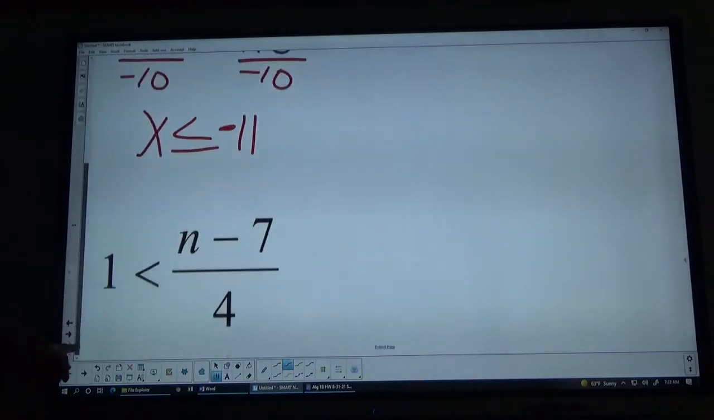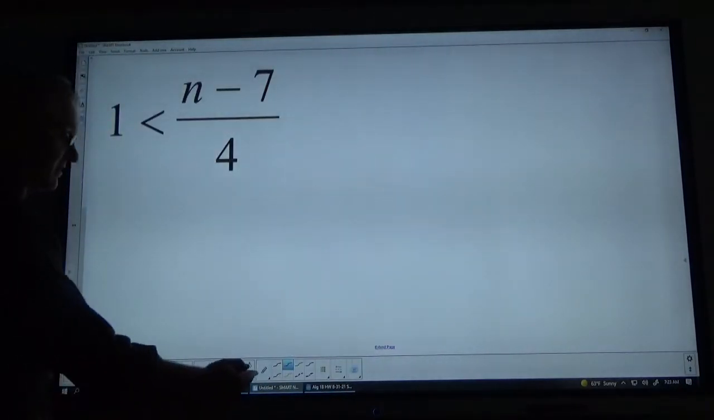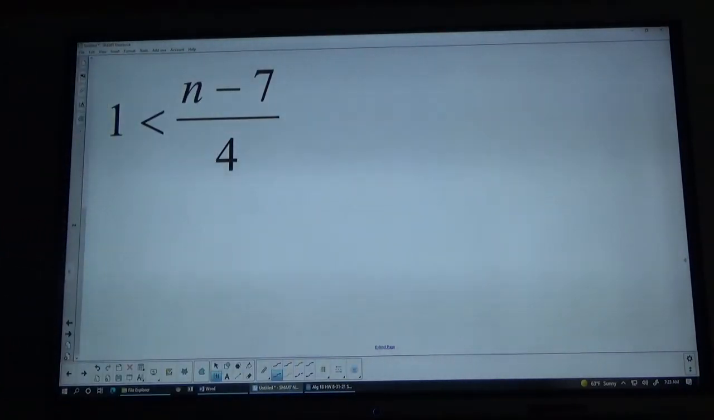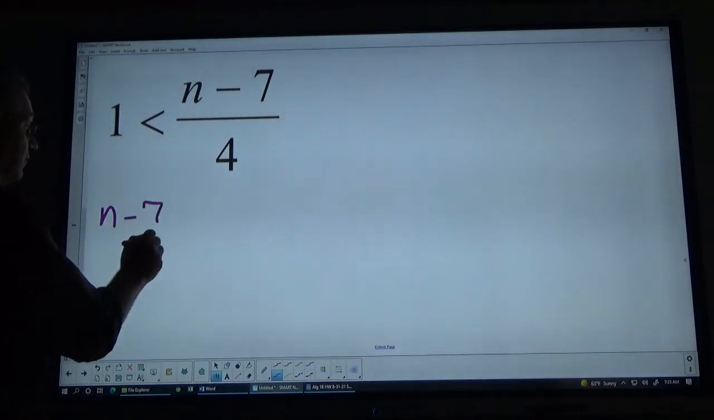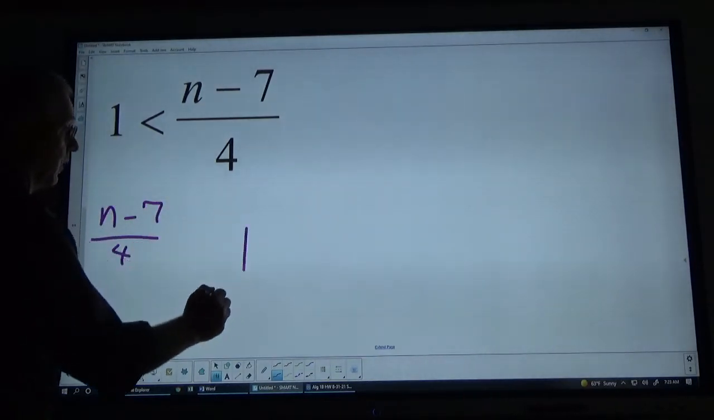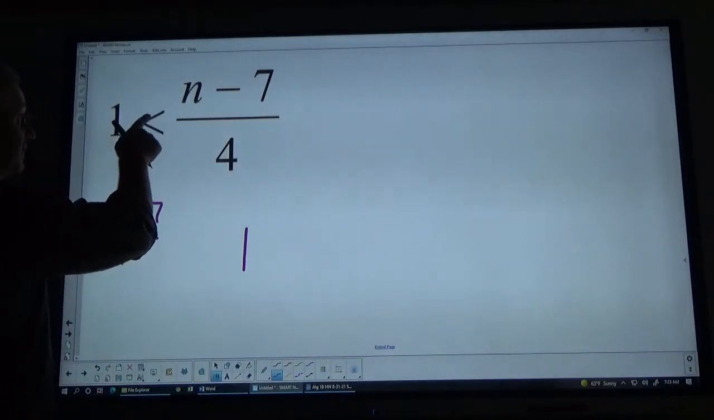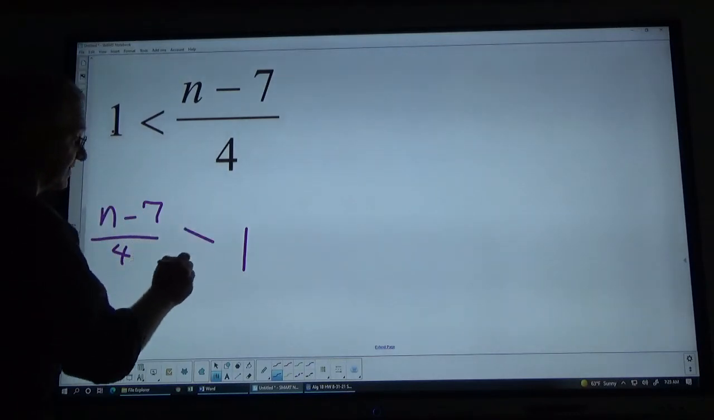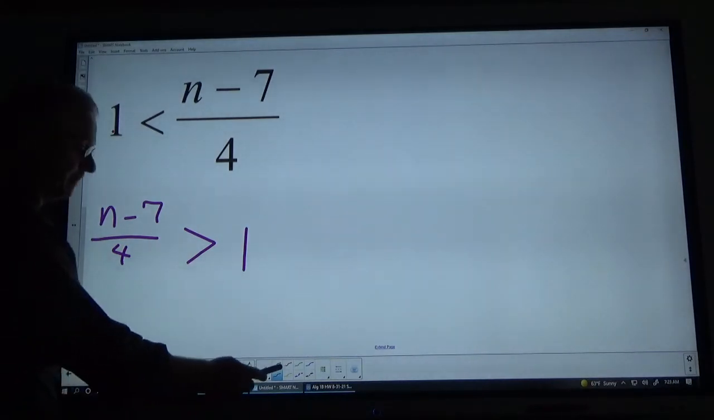Now down here, we have a problem where it's got division included and everything is on the right-hand side. Well, we're allowed to switch sides of an inequality. Like I can say n minus 7 over 4 compared to 1. I switch sides, but when I do that, I have to make sure if it's pointed at the 1 in this case, it has to continue to be pointed at the 1 here. I switched the direction of the inequality at that point.